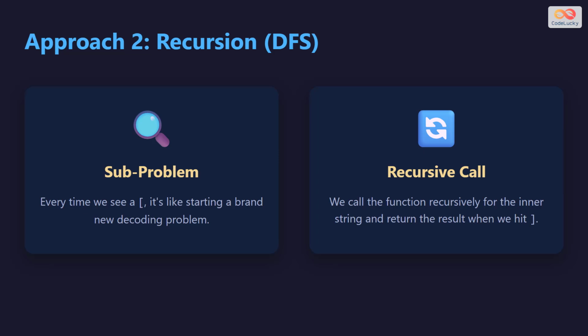Alternatively, we can use recursion. This is often cleaner to write. We can think of every pair of brackets as a subproblem. When we see an opening bracket, we recursively call our decode function. When we see a closing bracket, we return the result of that function call.